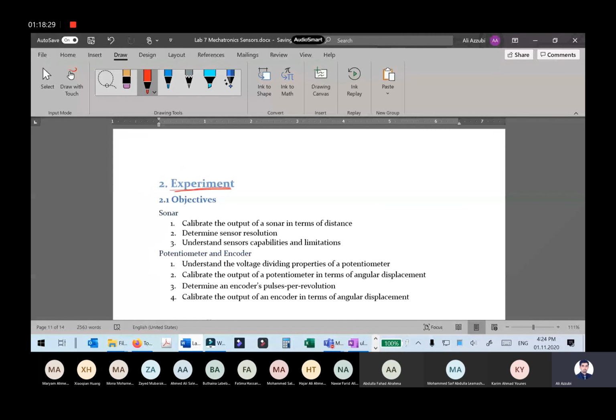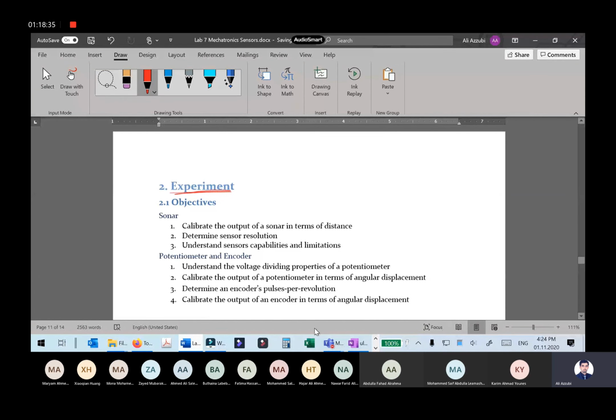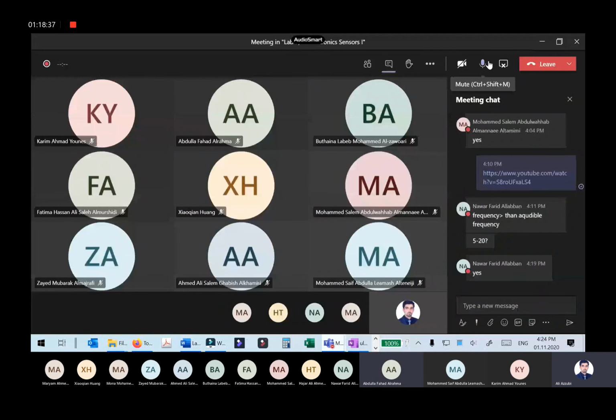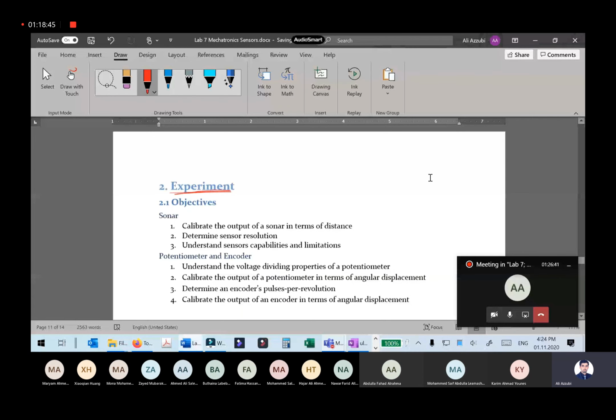Before we go to the experiment, any question or note? Clear. Clear, perfect. All right, now the experiment.